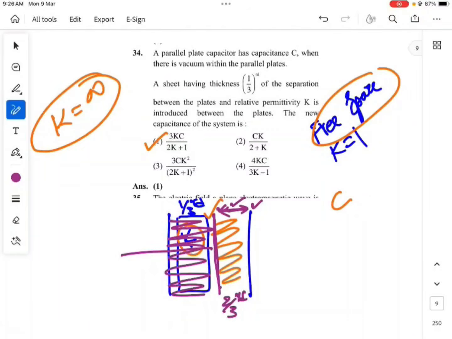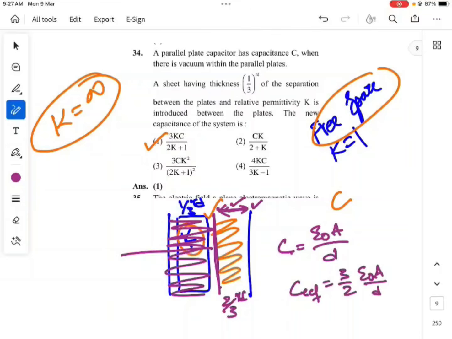If you substitute k equal to infinity, what are you supposed to get? You know that the capacitance of a capacitor is given by epsilon A by D, the normal capacitance. But if only 2/3 is there, then C effective will be 3 by 2 times epsilon A by D. Substitute 2 by 3D instead of D. This is what you get.